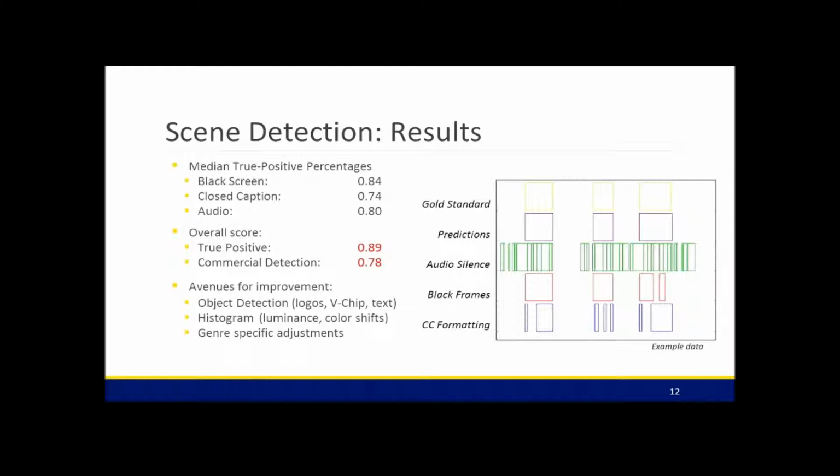On average, 89% of our predictions were actual locations of commercials, and 78% of the commercial time in our data set of 20 videos was predicted by our algorithms. Some avenues for improvement may be to explore object detection, such as detecting when a logo shows up on the screen, or to detect drastic changes of color inside of the scenes to help us see where the commercials might be located.